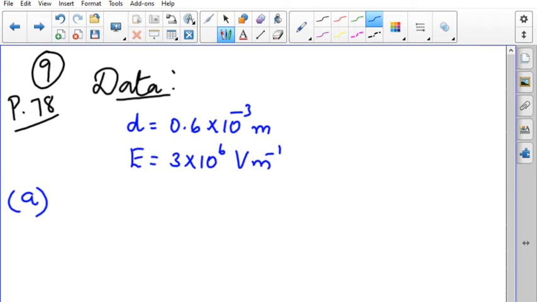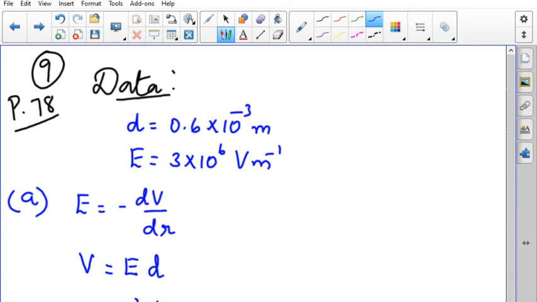So we know E is equal to minus dV by dr. That is the relation between electric field and potential. So this equation can also be written as V is equal to E into D, where dV is the potential difference and dr is the distance. So it can also be written as V is equal to E D. Therefore, substitute the values of E and D.